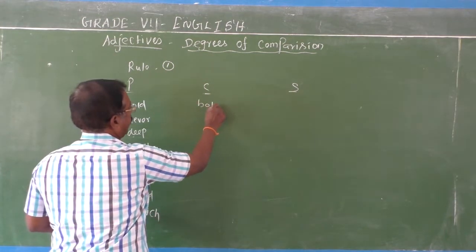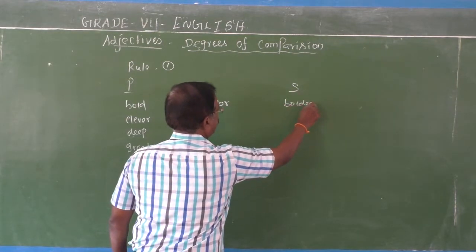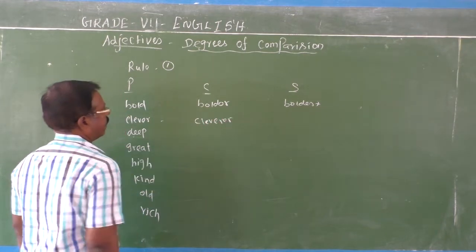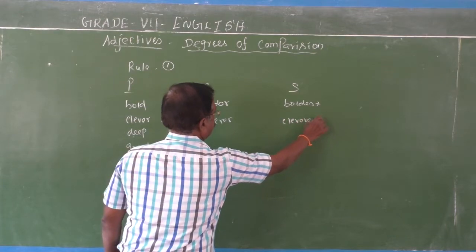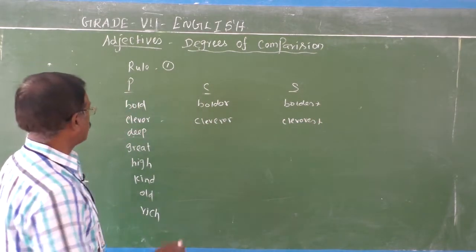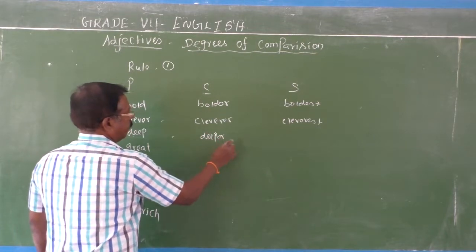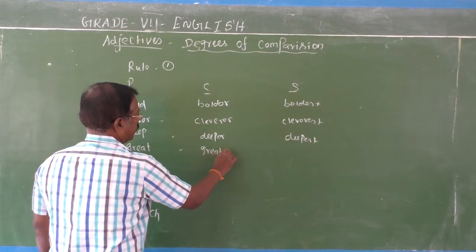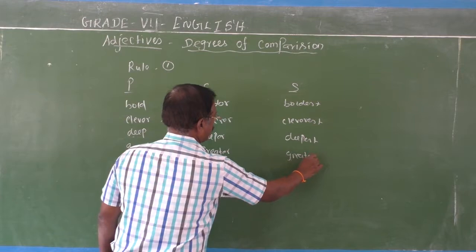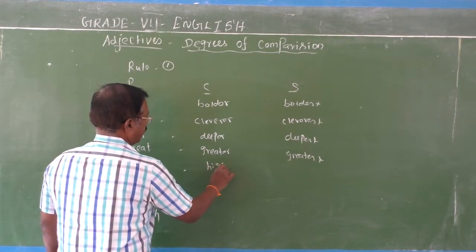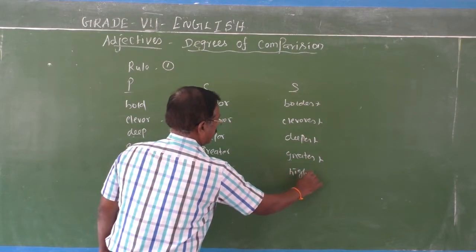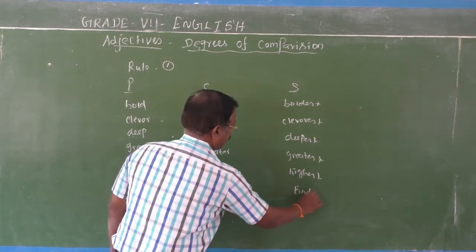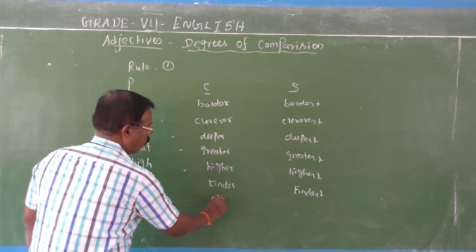Bold, bolder, boldest. Clever, cleverer, cleverest. So we add er to the comparative and est to the superlative. Deep, deeper, deepest. Great, greater, greatest. High, higher, highest. Kind, kinder, kindest. Old, older, oldest.